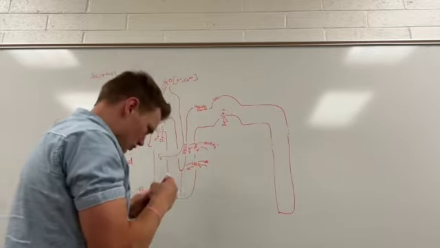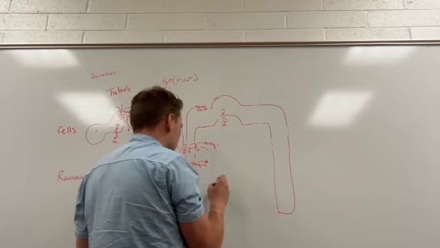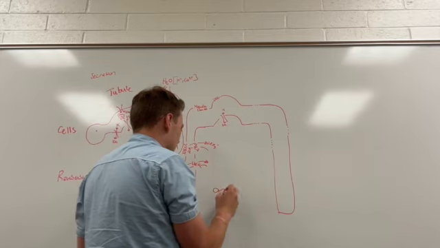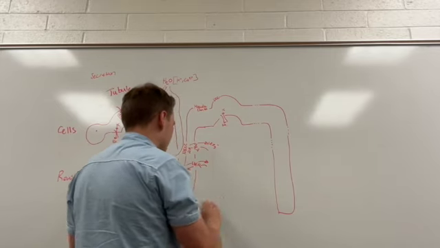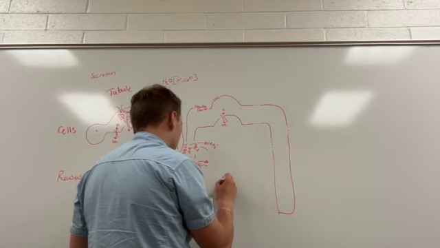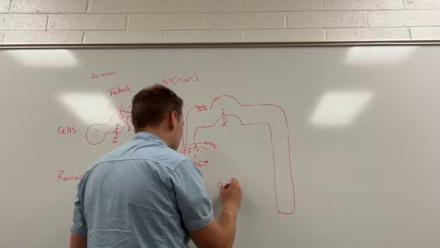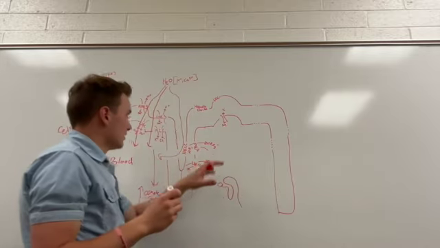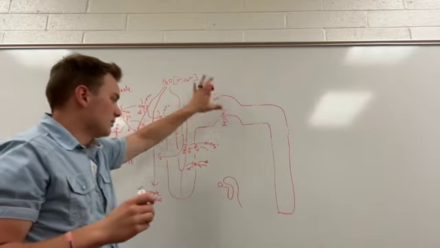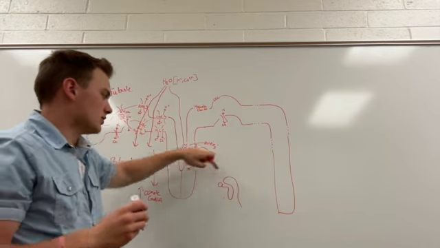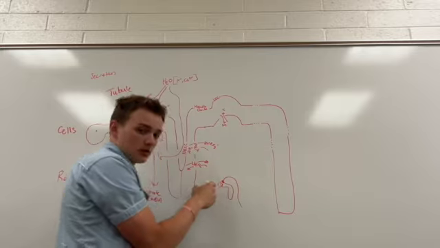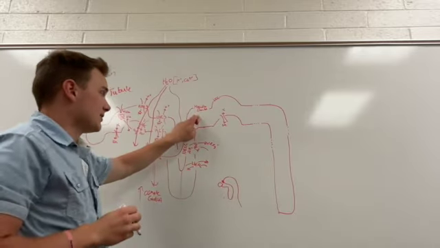So let me draw a stick version of a kidney. Let's see, that wasn't very good. Let's try again. So if this is our distal convoluted tubule, this here is also our distal convoluted tubule. Right in this region, right where we attach the glomerulus, we're going to have these macula densa cells.